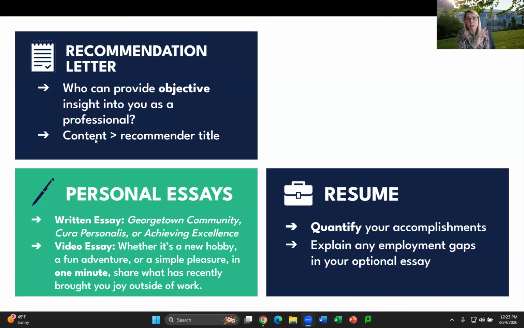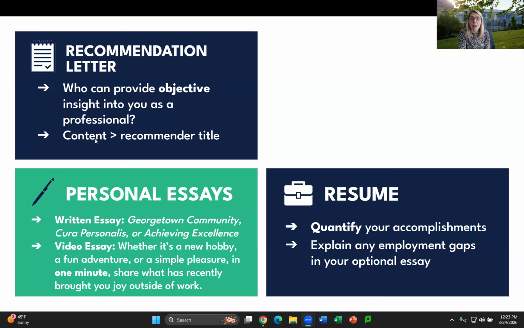identify places of mutual fit where, wow, I see Georgetown values global experiences. Let me make sure to talk about this global client I supported. Or, wow, Georgetown values service. Let me mention this volunteerism. Or, well, Georgetown values collaboration over competition. Let me showcase this time when I was part of a team. I don't know, just some examples.